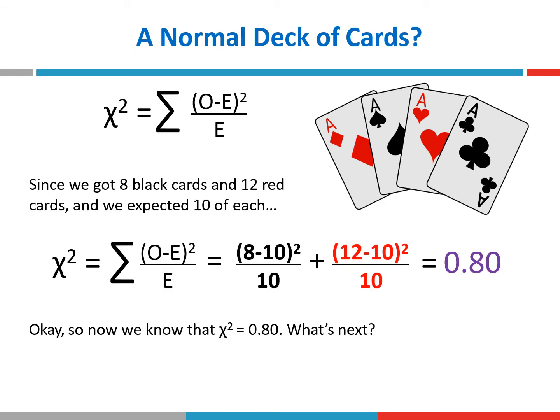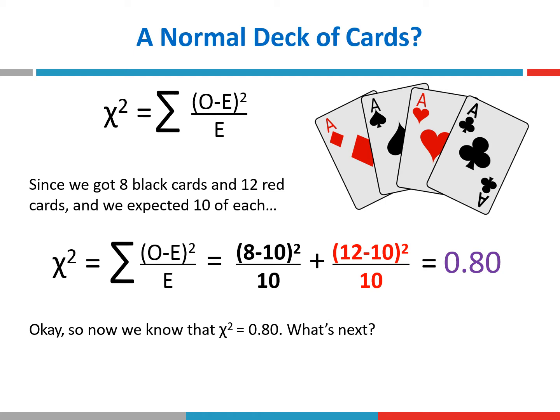So we got 8 black cards and 12 red cards, and we expected to have 10 of each of them. We're going to take 8, which is our observed number of black cards, and subtract the expected value of 10. We're going to square it, and divide by our expected value, which is again 10. Then we're going to do the same thing for red cards.